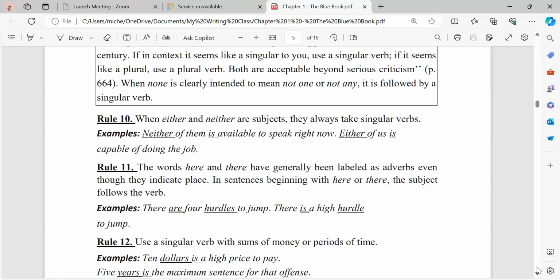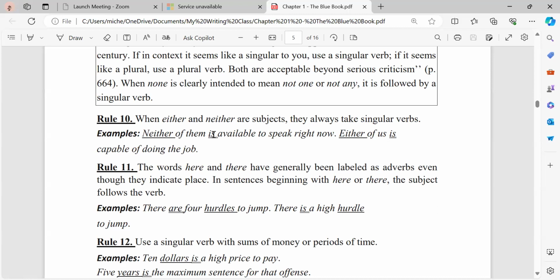Okay, so we're going to the next rule, number 10. When either and neither are subjects, they always take singular verbs. Either is usually followed by "or" and neither is followed by "nor". And usually with this type of word, it is like an option between two things, and it's usually just either one. That's why it is singular. This is the way I think about it.